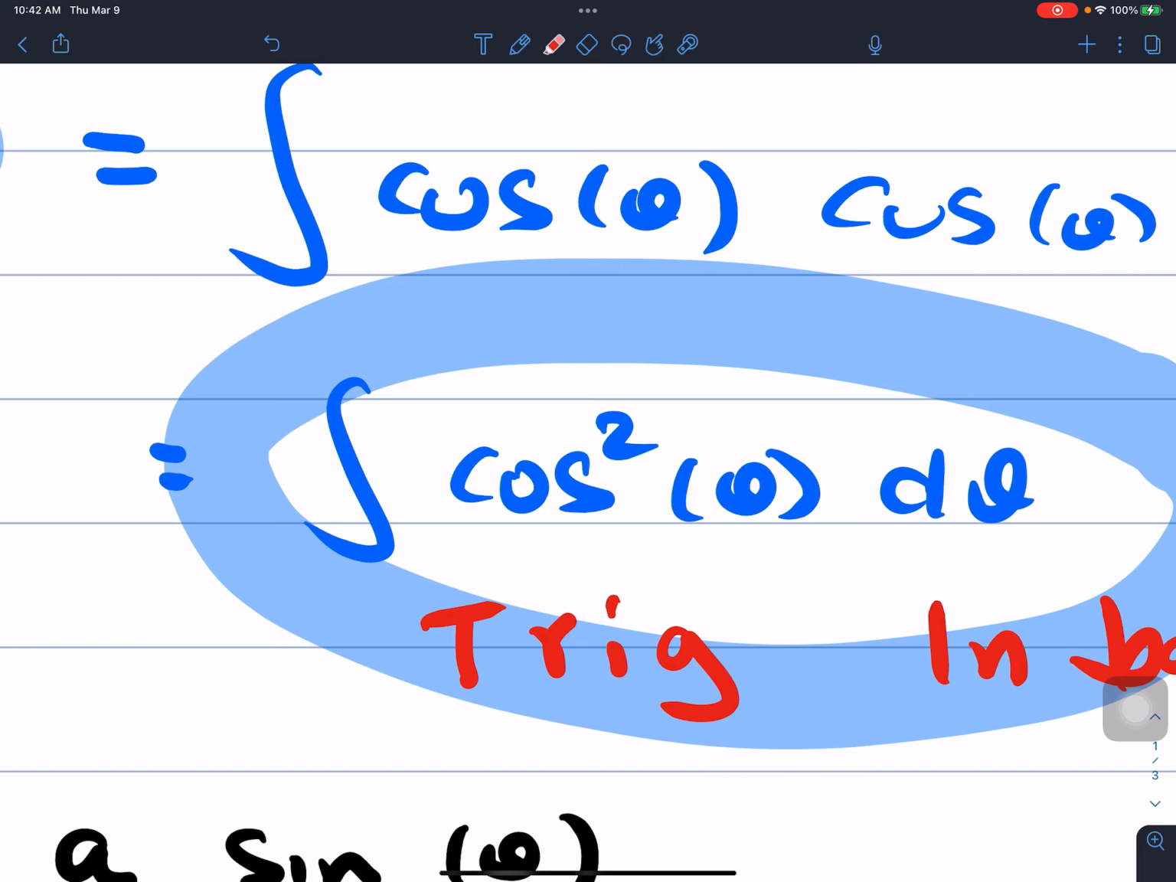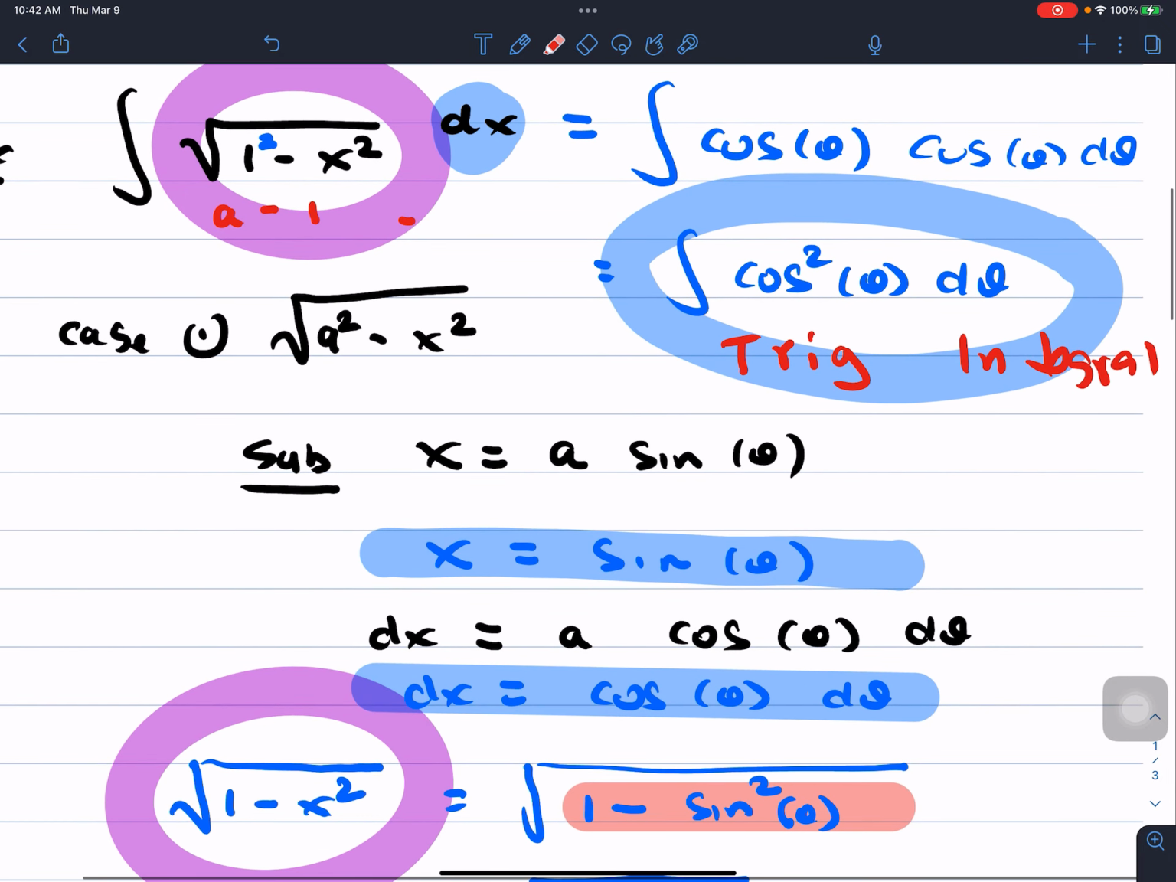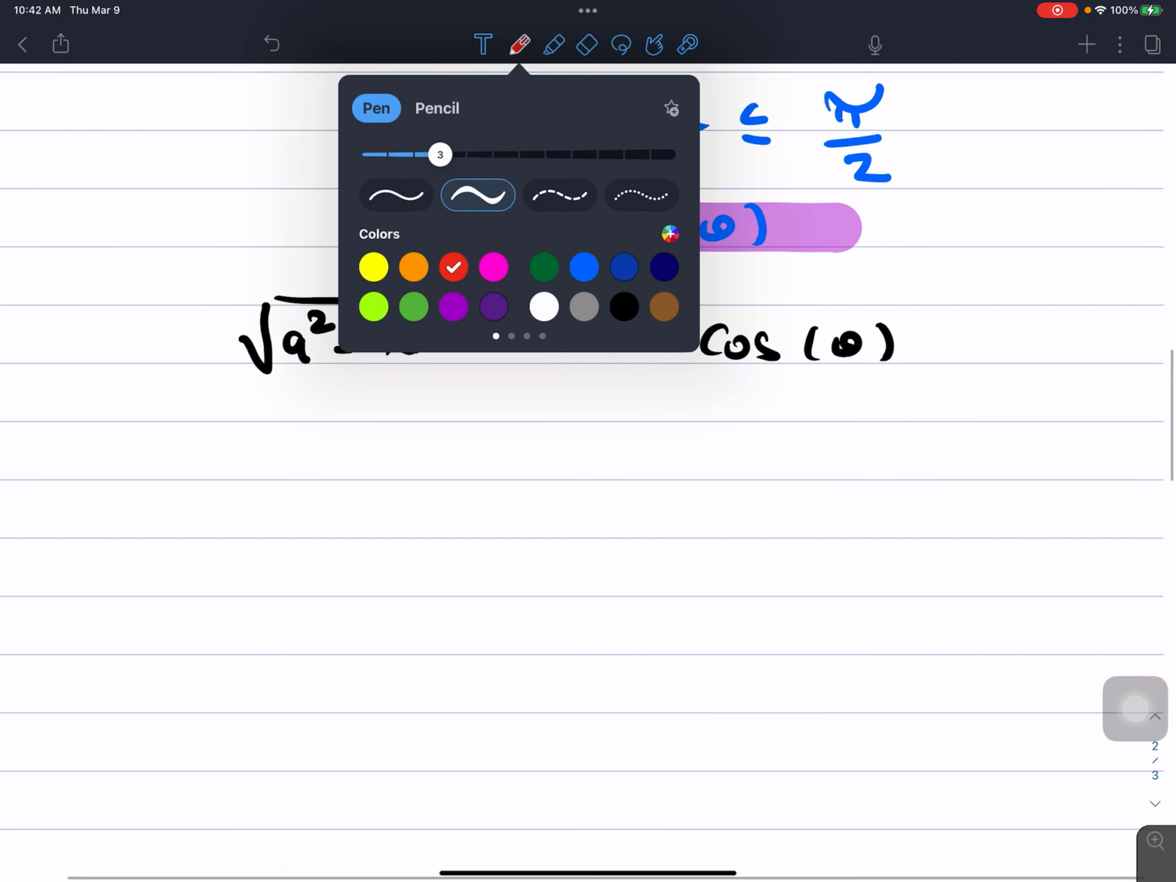Can't do it. So this assumes you know how to integrate cosine squared theta. How do you integrate cosine squared theta? Anybody know?